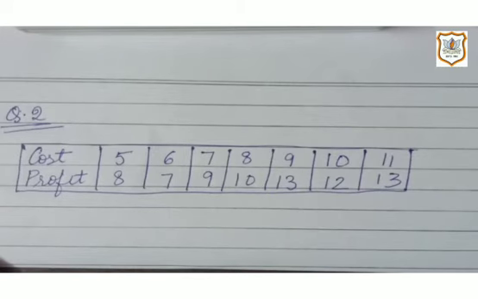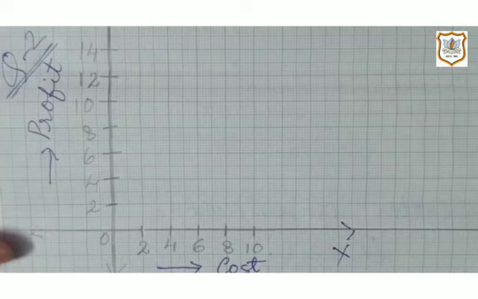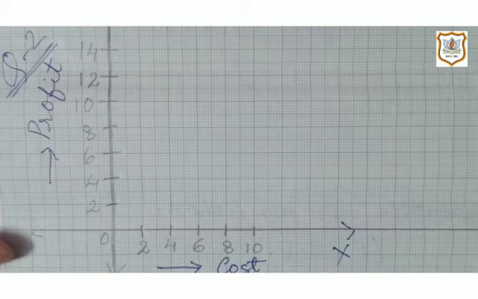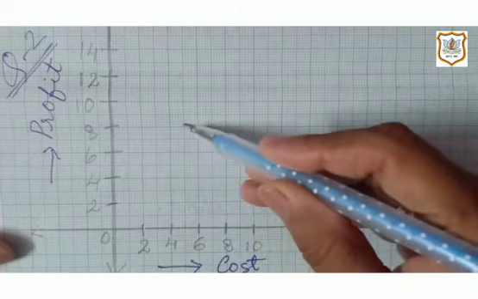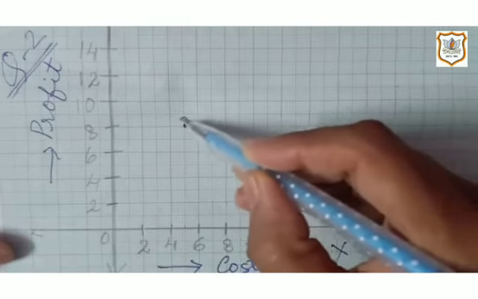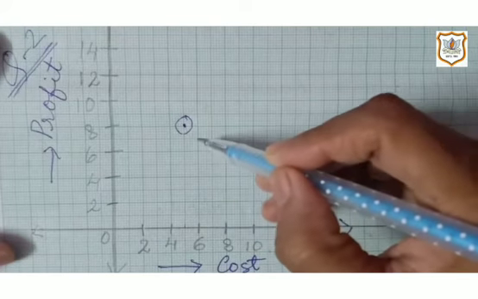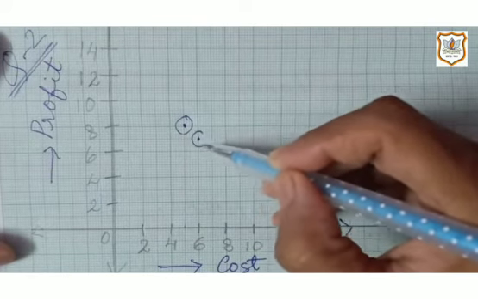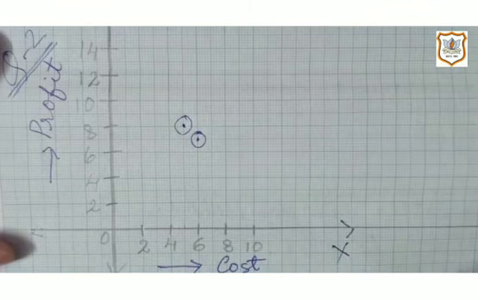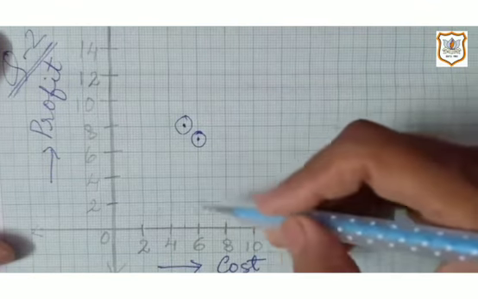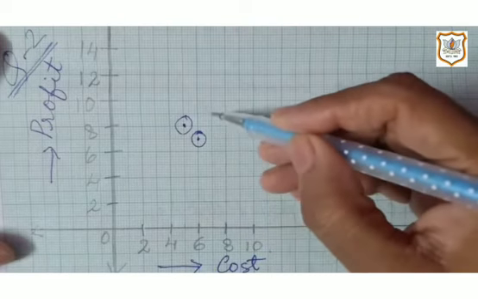Now let us solve question number 2 of the same exercise. Here the values of cost and profit are given to us. Let us again plot these points and see the type of correlation. Now see, the first point is 5 and 8. So this is 5 and this point is 8. So this is the first point. Second is 6 and 7. So this is 6 and this point is 7. Third is 7 and 9. So if this is 7, the 9 is over here.